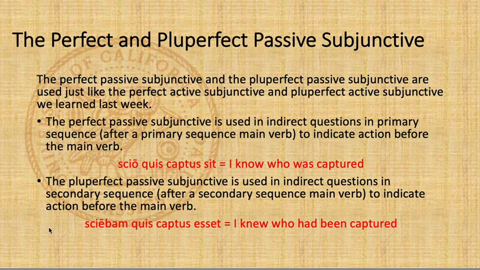The pluperfect passive subjunctive is used in indirect questions in secondary sequence, that is after a secondary sequence main verb, that is a past tense verb, to indicate action before the main verb. So, sciebam quis captus esset means I knew who had been captured. Who had been captured is an indirect question. In Latin, that's quis captus esset. The verb must be in the subjunctive because it's an indirect question. We're in secondary sequence because sciebam is a past tense verb. We use the pluperfect here because this action is before the main verb, sciebam.